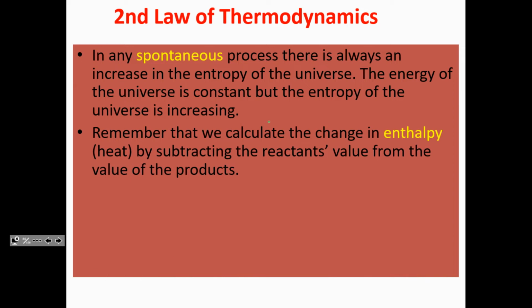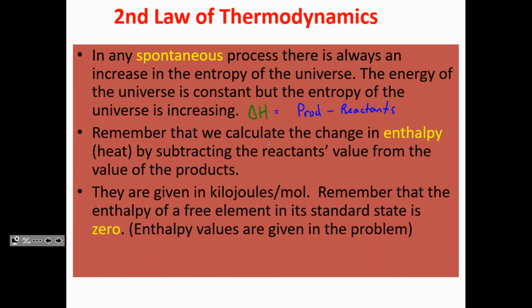Remember that we calculate the change in enthalpy by subtracting the reactant's value from the products. So we're talking about this new letter, delta H, which we've seen before. And delta H, we can get from products minus reactants. Usually we are given the values in kilojoules over moles. Remember that the enthalpy of a free element in its standard state is zero, things like oxygen gas, nitrogen gas, magnesium as a solid.